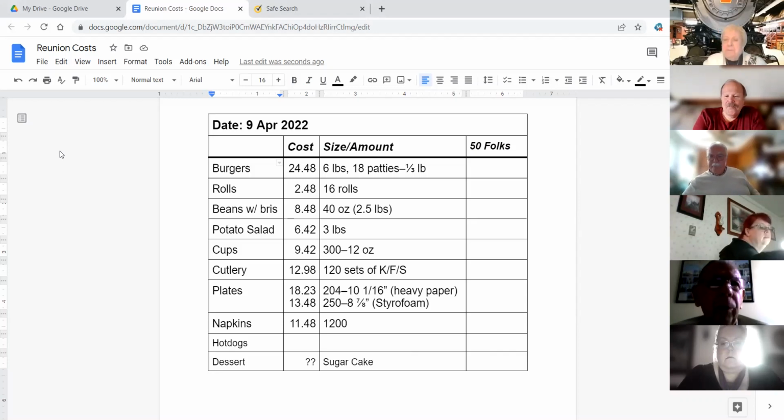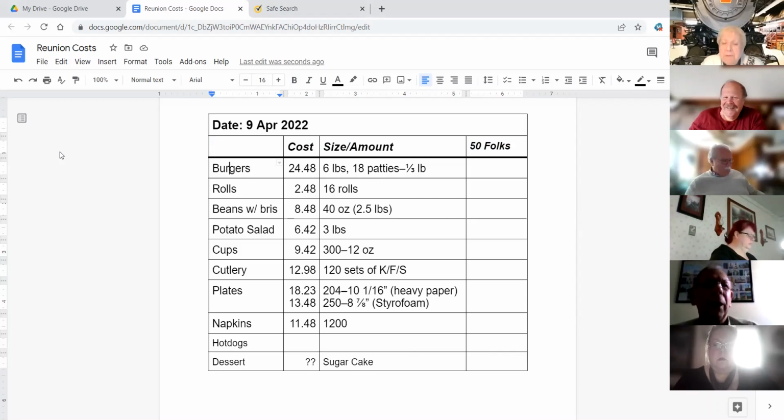Yeah, as we found out over the years, as our population was aging, they weren't eating as much food at these get-togethers. So, you know, that's true. I mean, we've all hit our peak on the food consumption.